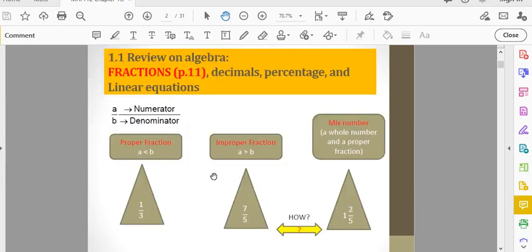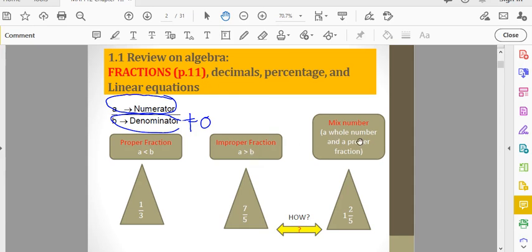Okay, what is a fraction? In other words, a fraction has two parts, also called a rational. The upper part is called the numerator, the lower part is called the denominator. Do remember, for a fraction or rational to apply, your denominator cannot be 0. So how to have a proper fraction? Your value of a, that is your numerator, must be less than your denominator, so that will be a proper fraction. Improper means that the numerator is bigger than or equal to the denominator, for example this one.